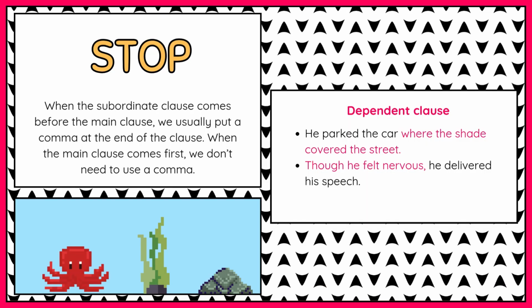Finally, when the subordinate clause comes before the main clause, we usually put a comma at the end of the clause. When the main clause comes first, we don't need to use a comma. For example, he parked the car where the shade covered the street. Though he felt nervous, he delivered his speech.